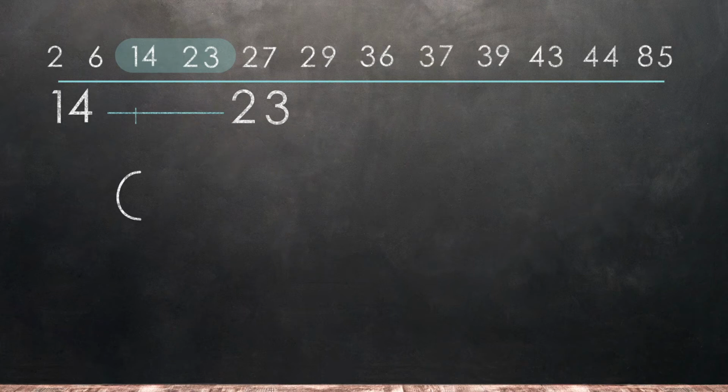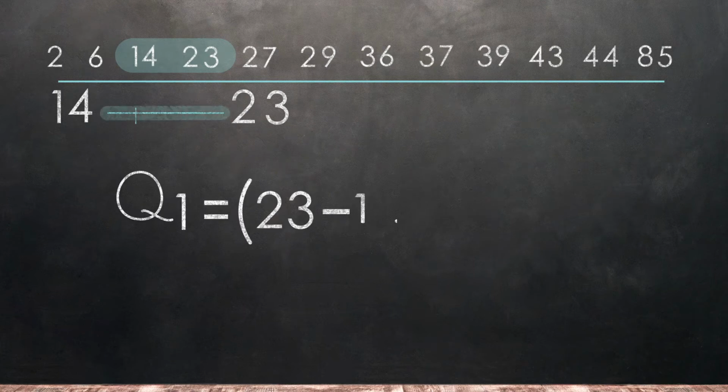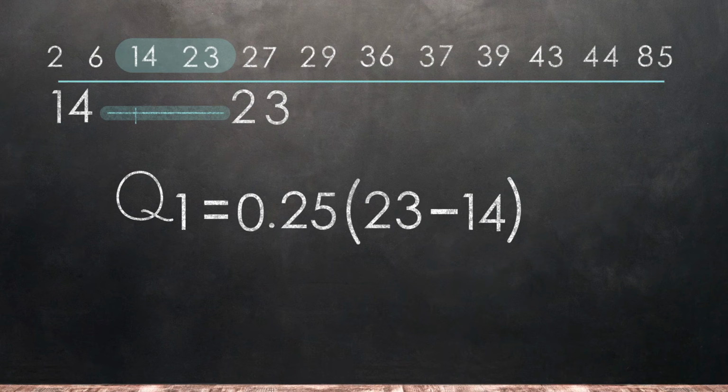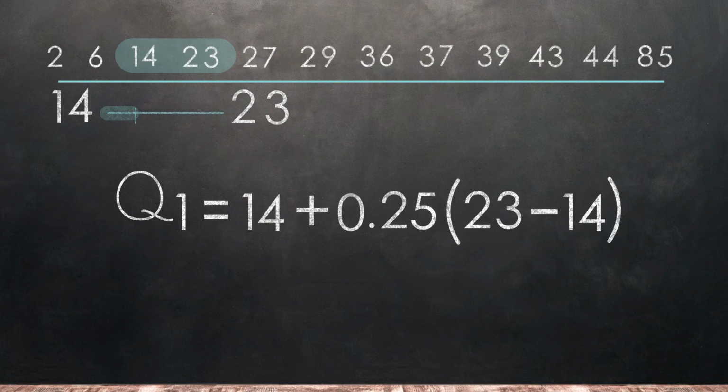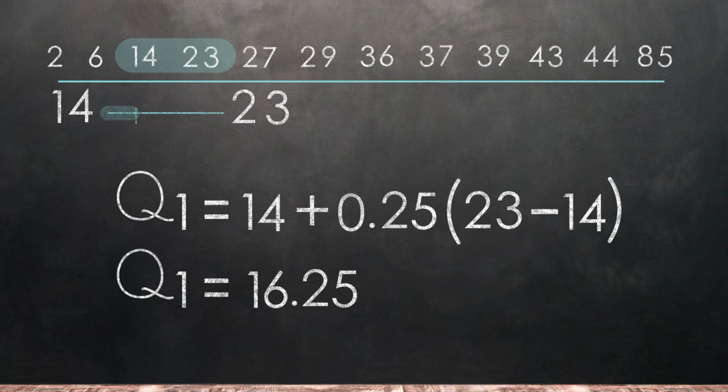Following the same procedure we used to find Q2, we calculate the total distance between 14 and 23 by finding the difference, multiplying this difference by 0.25 to find a quarter of it, then adding it on to 14. This gives us a Q1 of 16.25.